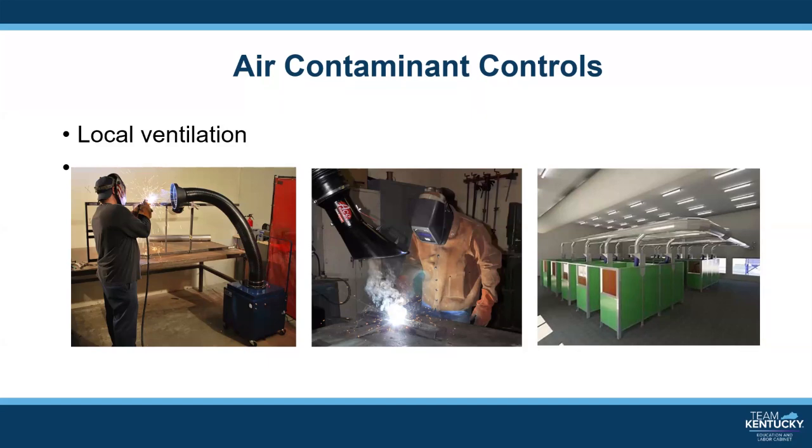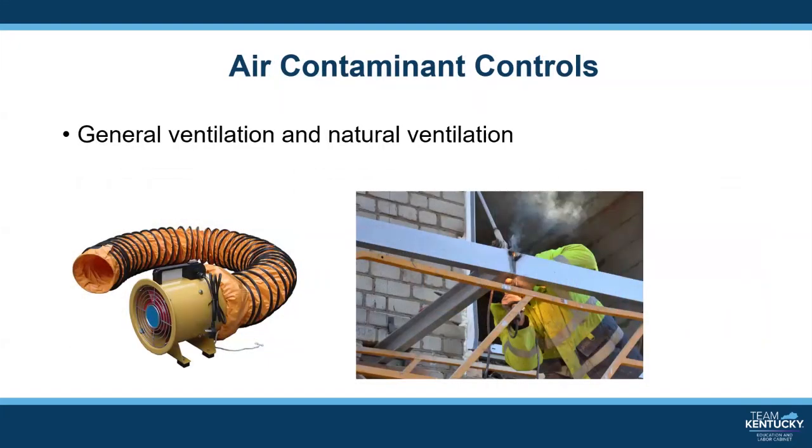In order to exhaust the fumes to outside the building, you can connect the exhaust hood vent to a collective universal exhaust ductwork system as seen in the last picture. Just general ventilation and natural ventilation is being used. You can use exhaust fans, such as the one shown on the left, which might be used indoors, which uses a powerful extraction fan and ductwork, which could be led to outside the building.